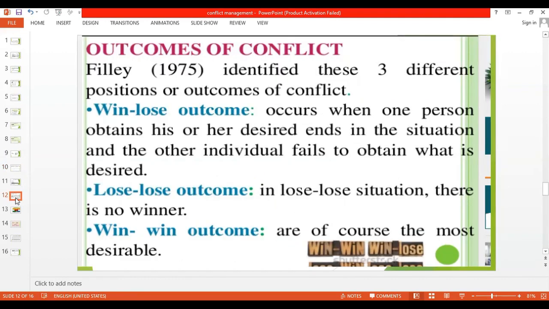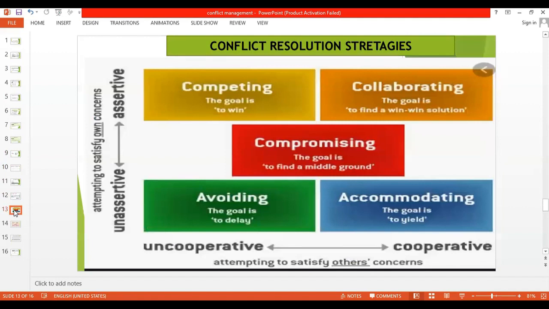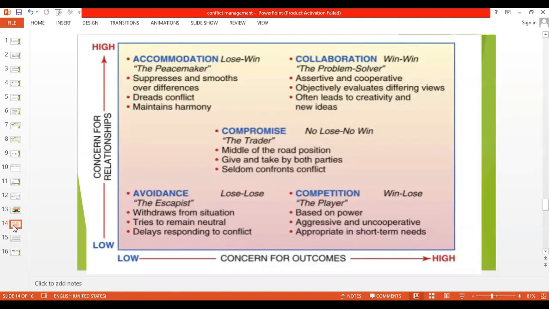What are the outcomes of conflict? There are three different outcomes of conflict: win-lose outcome, lose-lose outcome, and win-win outcome. We will see these outcomes when we discuss resolution strategies. There are 5 conflict resolution strategies: avoiding, accommodating, compromising, competing, and collaborating. If you need to see it a little more broadly, avoidance is unassertive and uncooperative, and this will lead to a lose-lose situation.